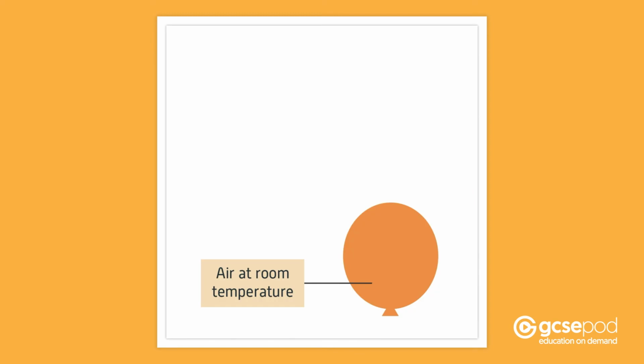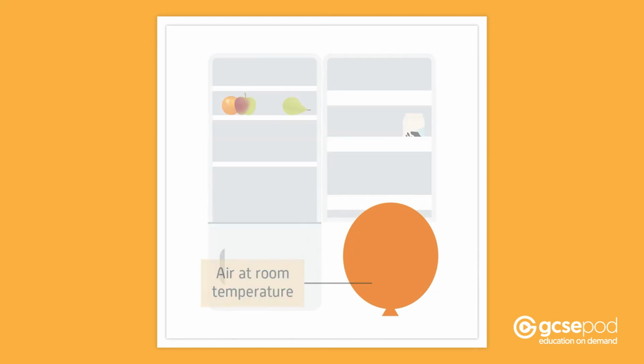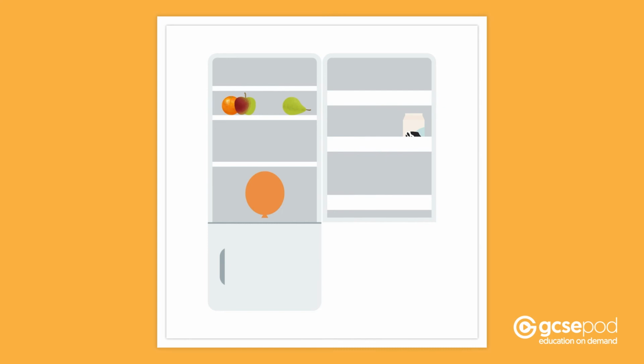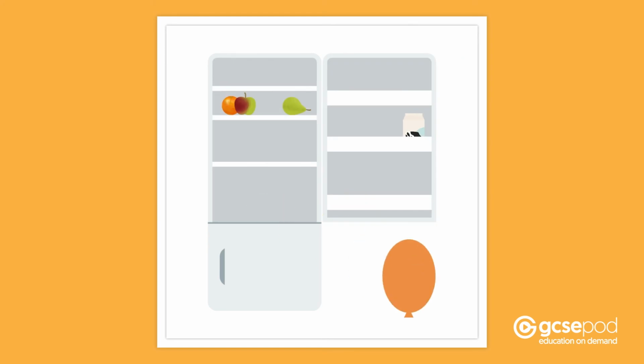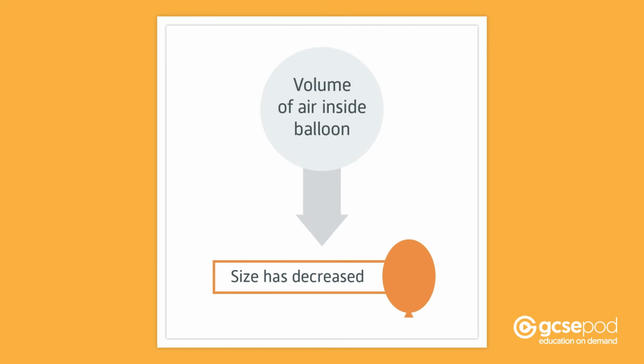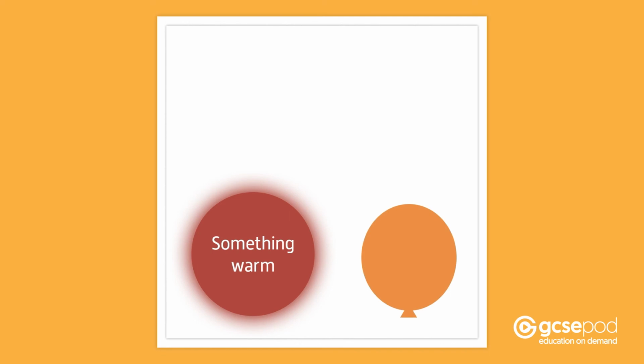Imagine you fill a balloon with air at room temperature, seal it, and put it into a fridge. You can leave it in the fridge until the air inside the balloon has cooled to the temperature inside the fridge. Now, when you take the balloon back out of the fridge, you will see that the size of the balloon has decreased. This is because the volume of the air inside the balloon has decreased. If you hold the balloon near something warm, it'll expand again.